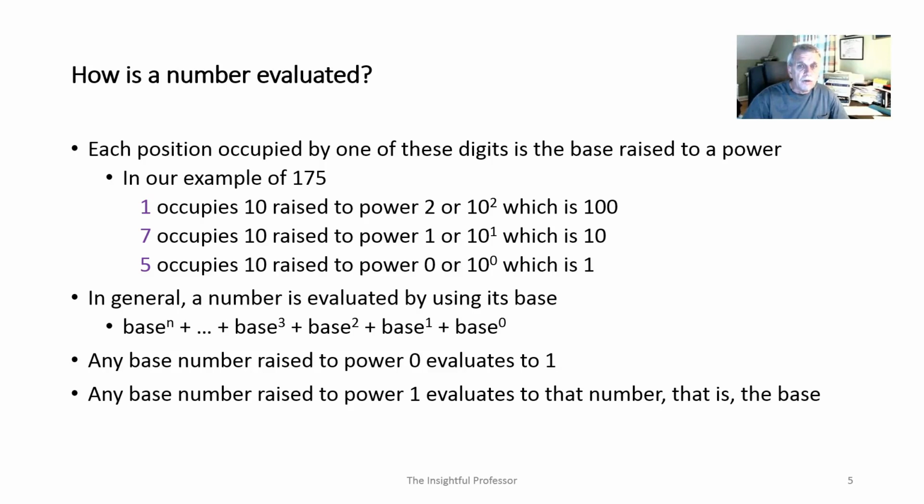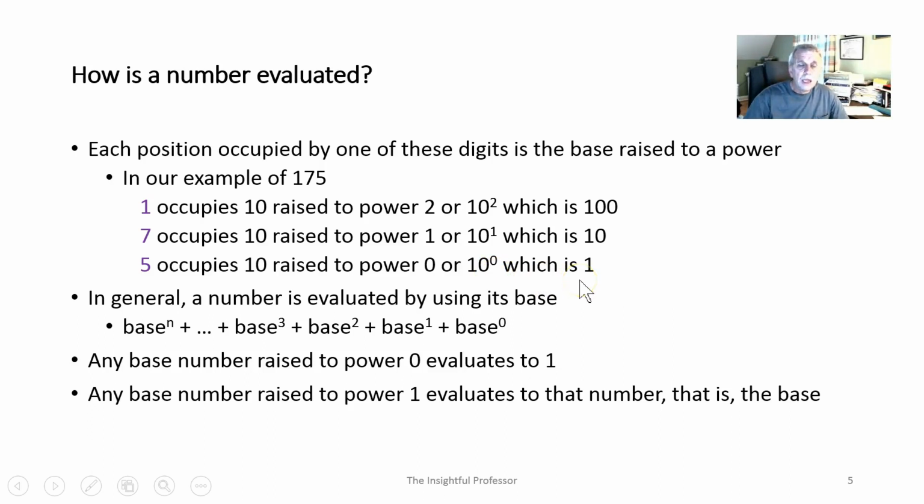Now, how's a number evaluated? Well, we pretty much went over that, but here's a quick little idea. What happens is each of the positions, for example, when we came up with 10, 100, 1 as the values for the positions, we didn't pull those numbers out of the air, but each one of the positions represents that base, which in the decimal number system is 10, raised to some power. So the 1 is in a position that is 10 to the second. The 7 is in the position valued at 10 to the 1. And finally, the 5 is in the position of 10 to the 0.